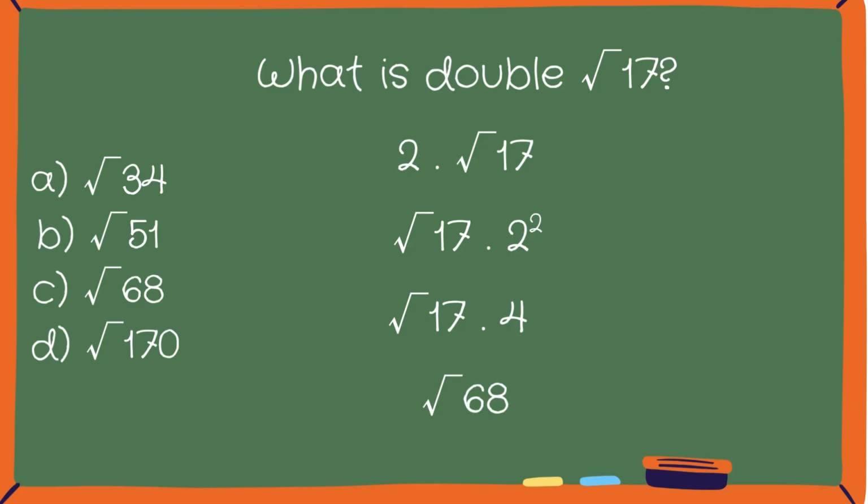Here it is. Now I go to the alternatives, and I realize that letter C is exactly what I have here. So now, double the square root of 17 is the square root of 68. You might say at first, no, it seemed like this was the answer. That's why we shouldn't be fooled by appearances.